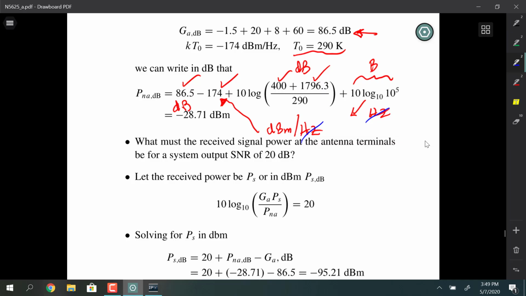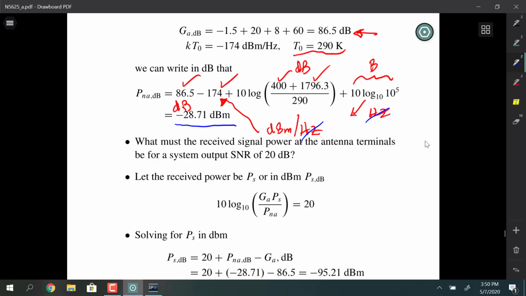So now to follow on with this question, if we were designing a system, we knew that we'd made a bad choice actually. We put the lossy transmission line up front, so we're paying the price. We have more noise power right here. We have minus 28.71 dBm.